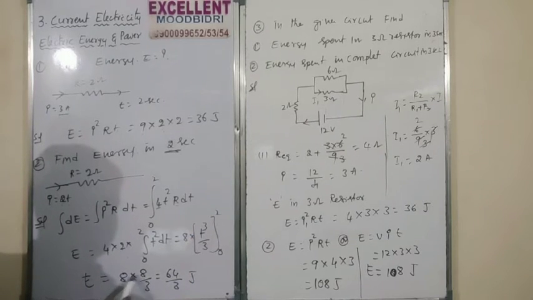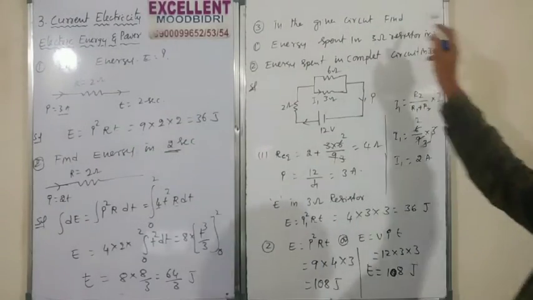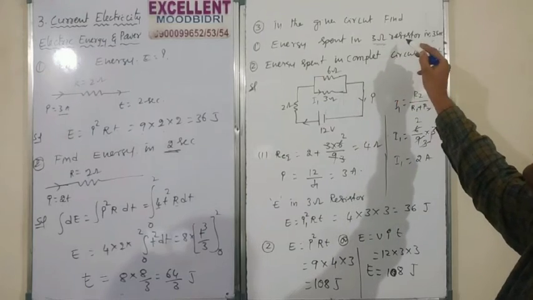8 by 8 is 64, times 3, joules. That finished. Next problem. In the given circuit, find the energy spent in 3 seconds.